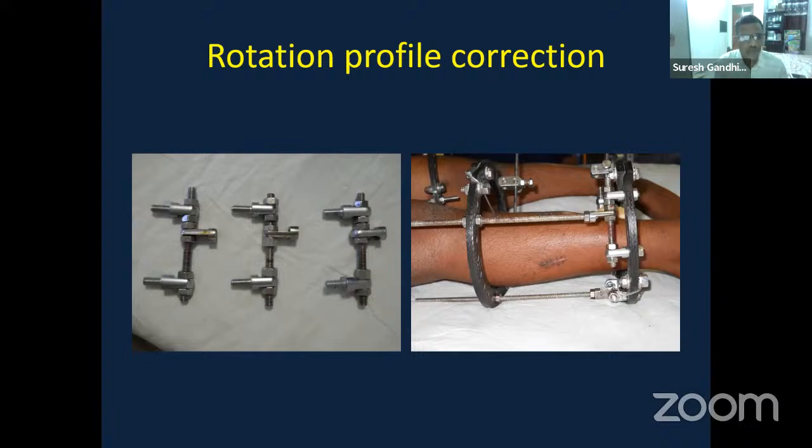In acute correction, if you do rotation correction and after that you take a wedge, contact will be less. That is one thing. If you do a gradual correction, do the rotation at last. These are the things we learn.